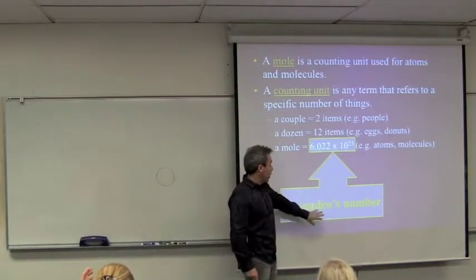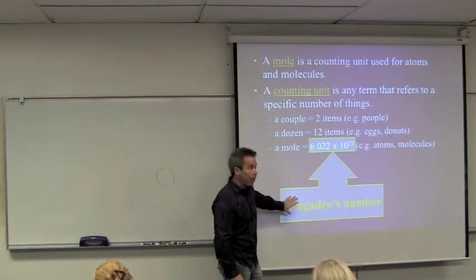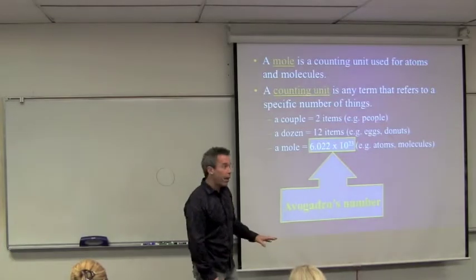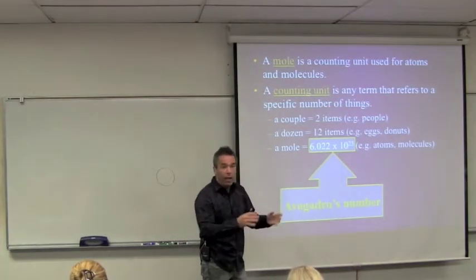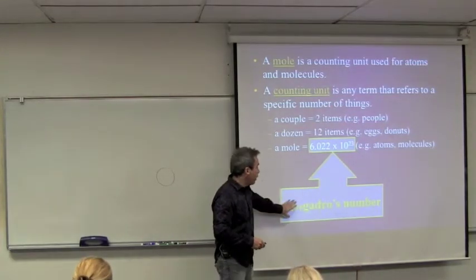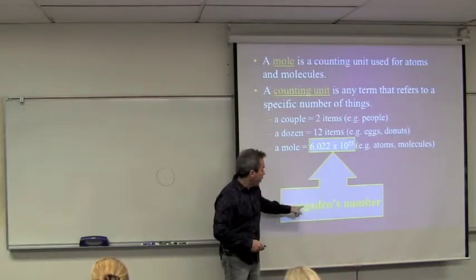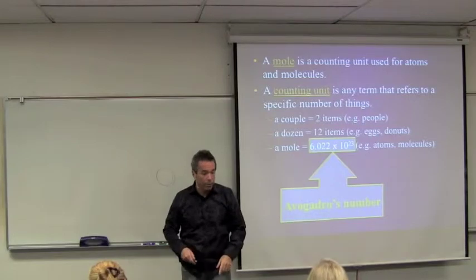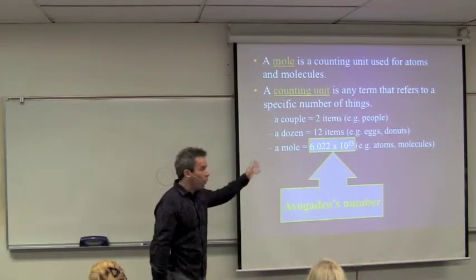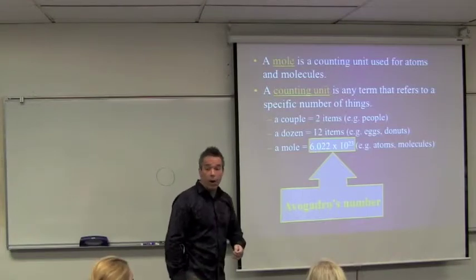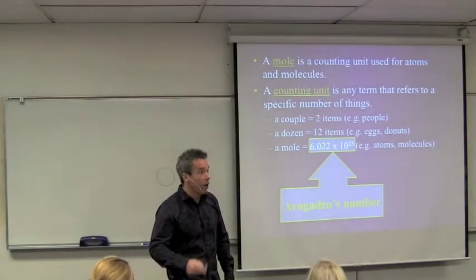This was named after a chemist who did some work a long time ago on gases and finding out how many gas molecules are in a certain volume, Amadeo Avogadro. And so he didn't discover it. It's defined, but it was named in his honor. The definition of a mole has to do with carbon-12. It's the number of carbon atoms in 12 grams of carbon-12.